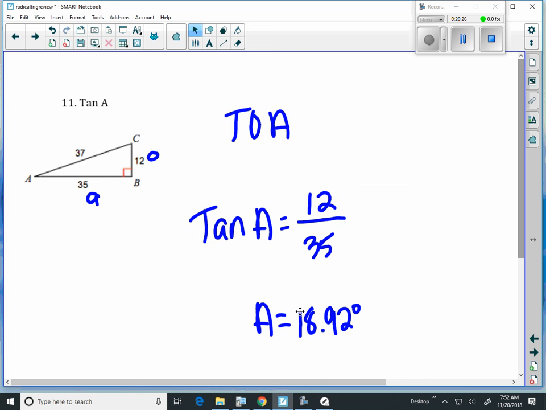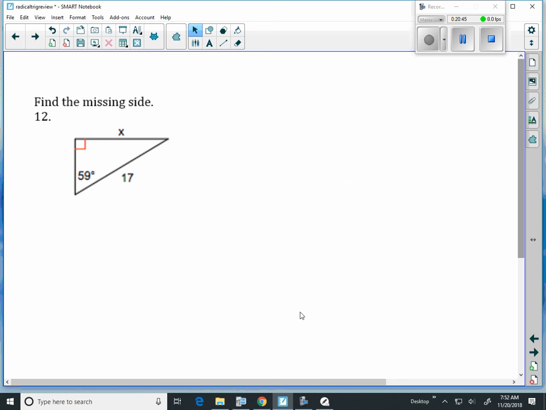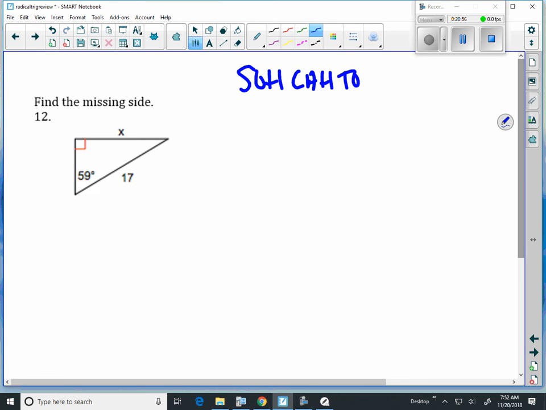What questions do you have for me? Okay, so we just used trigonometry to find an angle. Now we're going to flip our paper over and we're going to use it to find the measure of a side. The missing side is going to be x. You just have to decide which trig function you're going to use here based on what you're given.